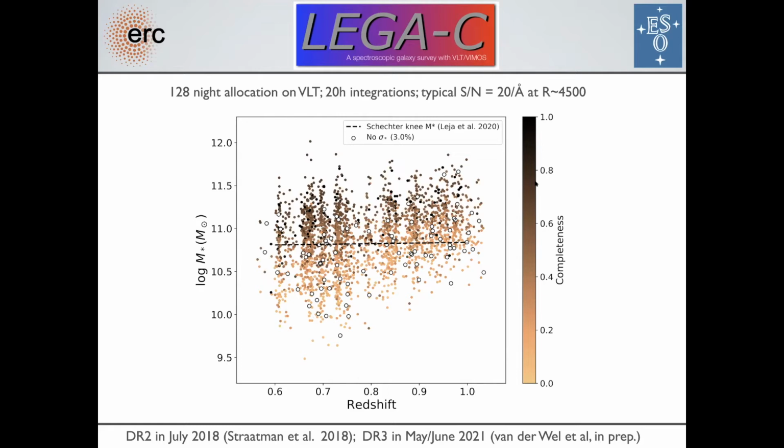The color coding is the completeness, and that just refers to the fraction of all galaxies in this volume in the COSMOS field in this redshift range that we have observed. Of course, we start to be incomplete here, but since we understand the selection function very well, it's purely K-band selected, even highly incomplete samples can be used to make general statements about the galaxy population.